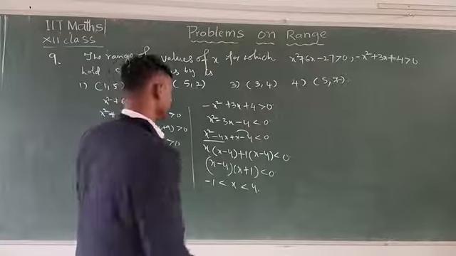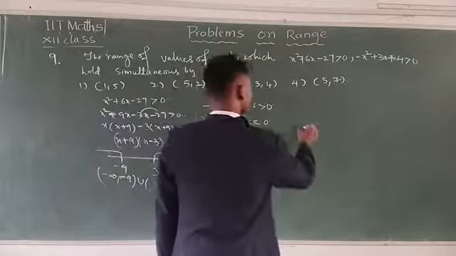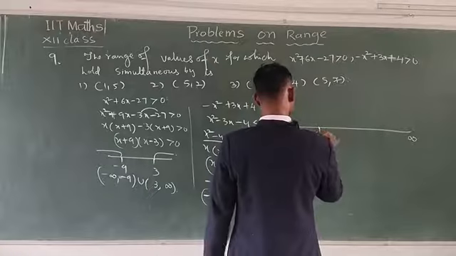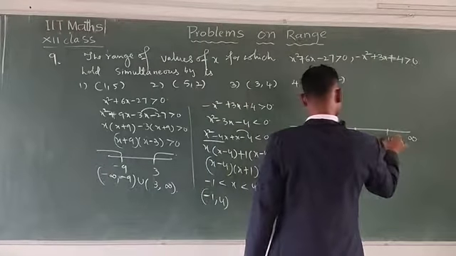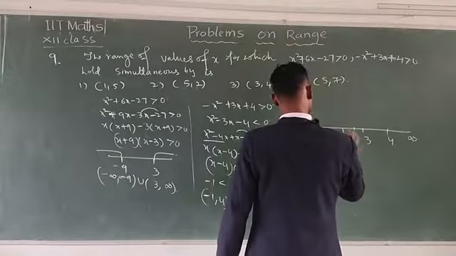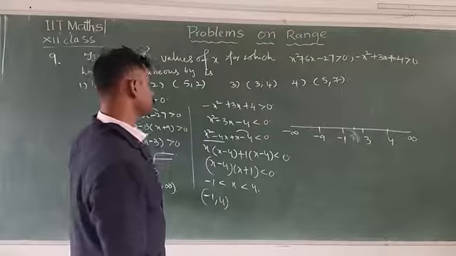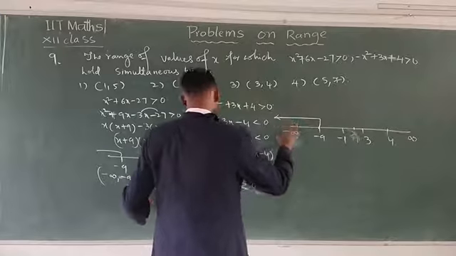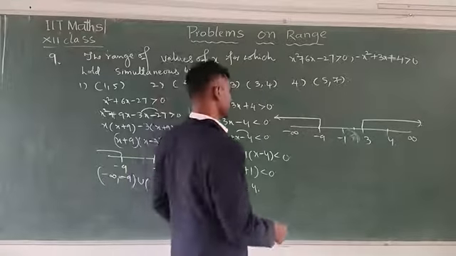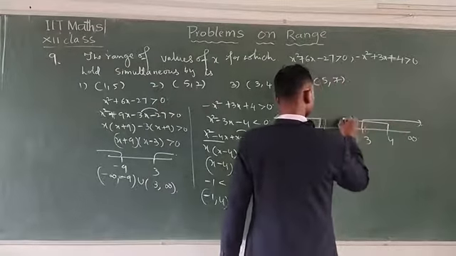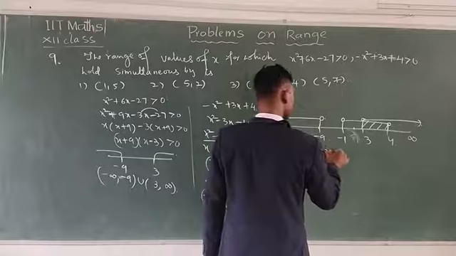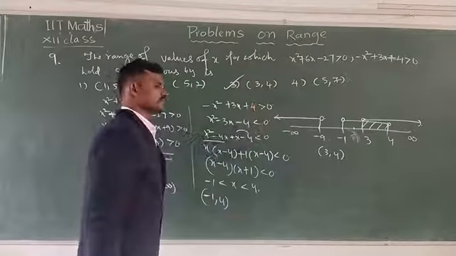Now you can take these two on the number line. This is minus infinity, this is plus infinity, and this is minus 9, minus 1, 3 and 4. For the first one: minus infinity to minus 9, and next 3 to plus infinity. For the second function: minus 1 to 4. These are all open intervals. Now the common part is the open interval 3 comma 4. Our answer is the third option. No doubt.